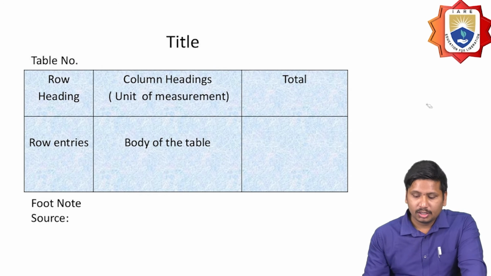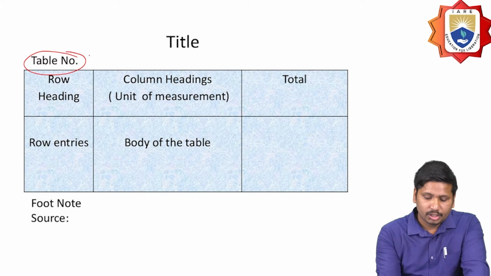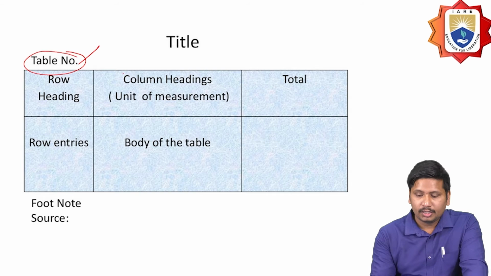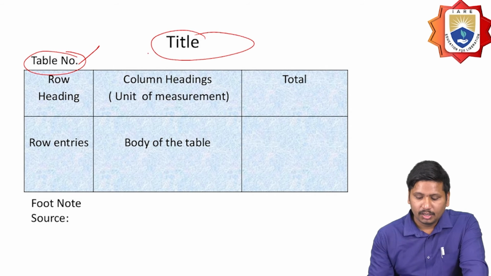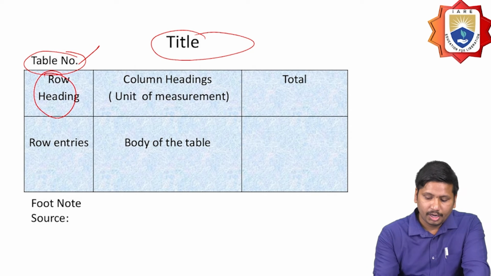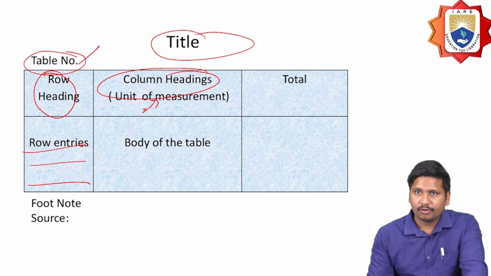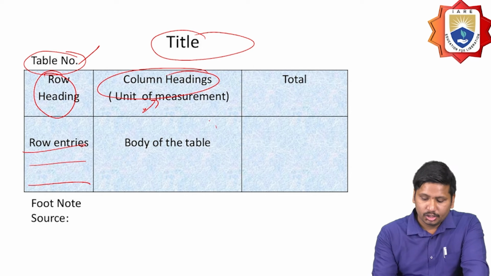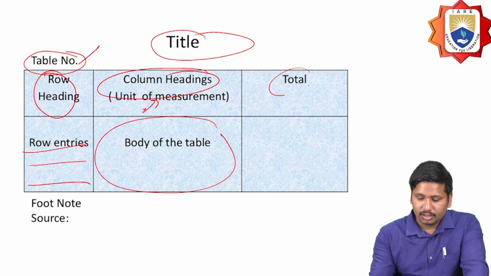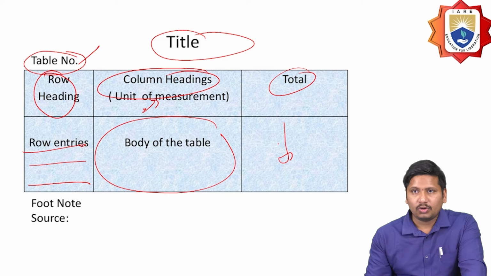Let me show this. This is the table I'm going to draw. What I have to do is mention the table number here, and then the table title should be given, and then what should be the row heading, and the rows will have to be filled, and then the column headings that are to be mentioned, represented in the form of measurement, and this should be the table body, and then under the column I take it as a total.